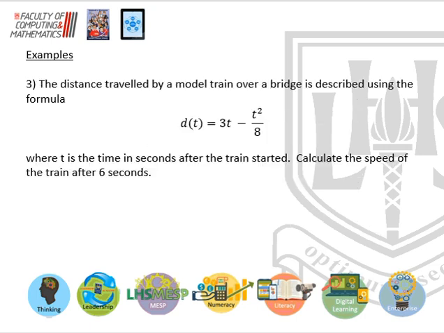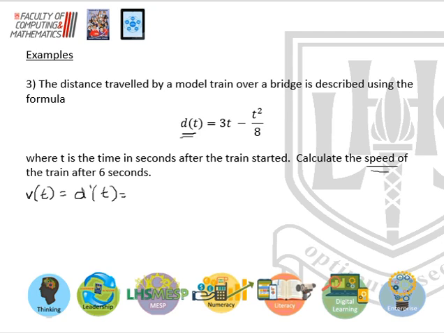Okay, and last one here. The distance travelled by a model train over a bridge is described using that formula there, where t is the time in seconds after the train started. Calculate the speed of the train after 6 seconds. I'm given a formula for distance. I need to find the speed. So we need to know that if you want to find the speed from the distance, let's keep it as velocity, to get a formula for speed, you need to differentiate the distance.